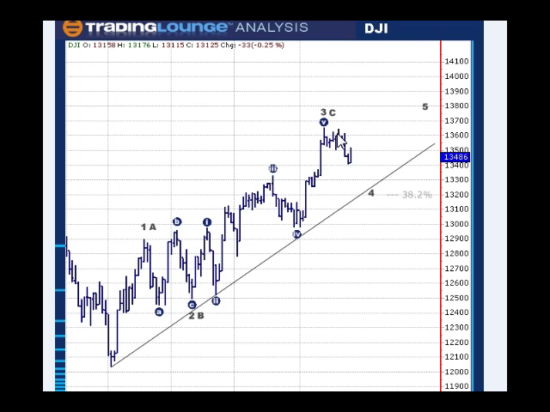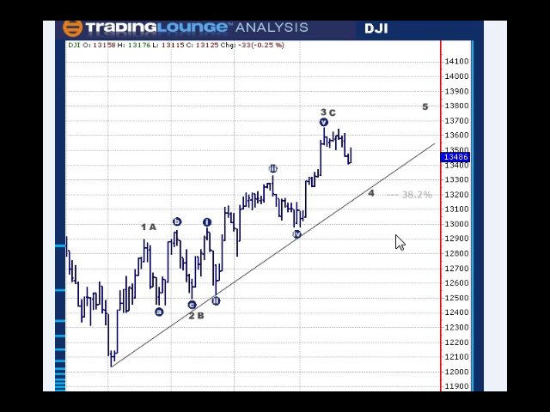To really see a breakdown of all of that and to confirm it, we would need to see a strong impulse wave to the downside in 5 waves, or a break of the 13,000 here, which is the major trading level through here. So this, as resistance, would see that.